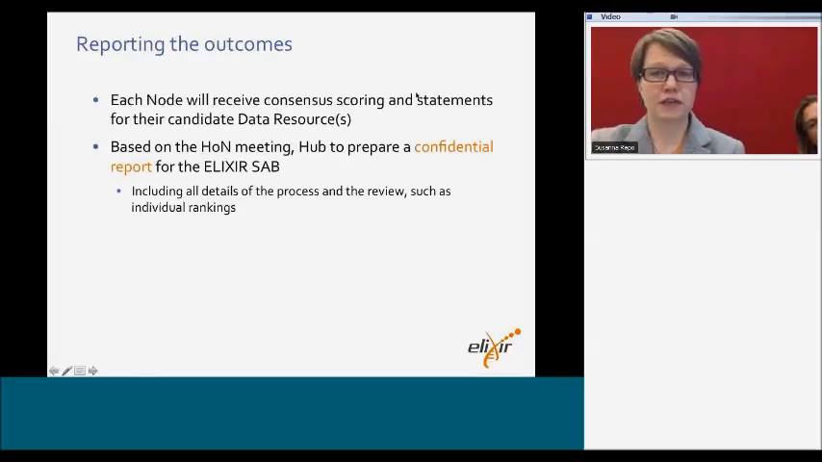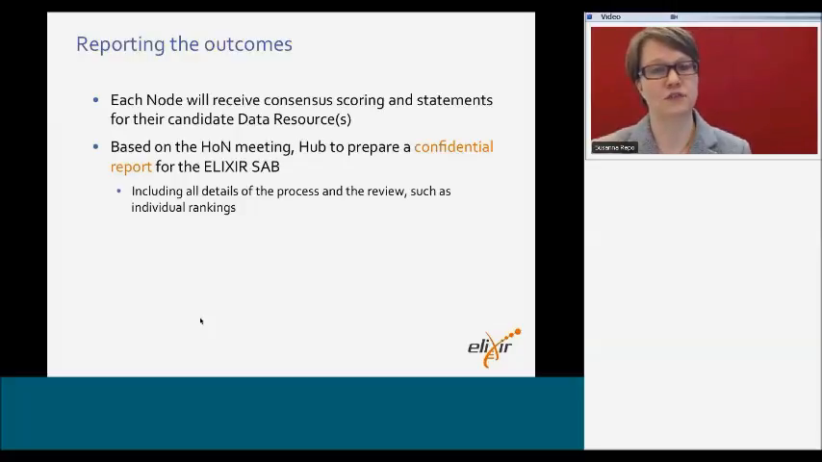After the heads of nodes meeting in February, we will prepare a short statement for each node about their candidate core data resources. So there will be some almost immediate feedback to the nodes. Based on this meeting, the hub will then prepare a confidential report for the ELIXIR Scientific Advisory Board. We will use the ELIXIR Scientific Advisory Board as our reviewer for the process, for these detailed steps that we are now taking to select the core data resources.